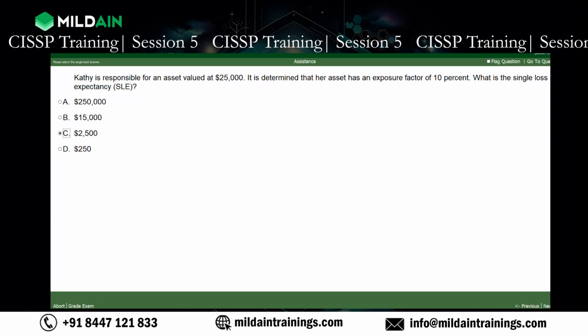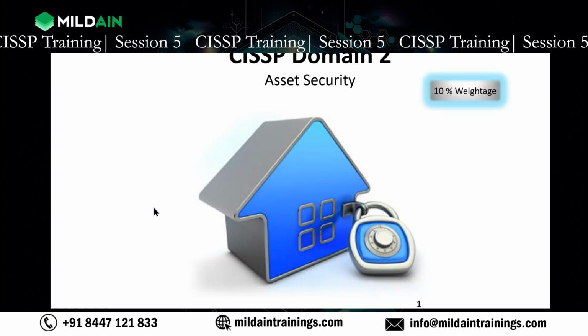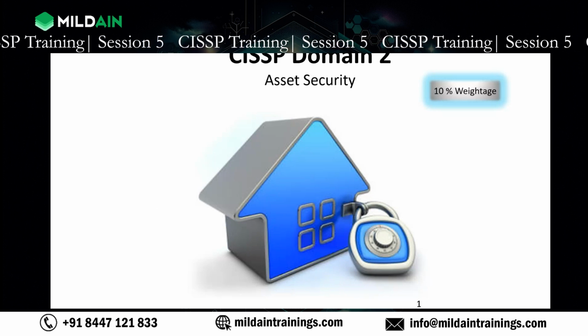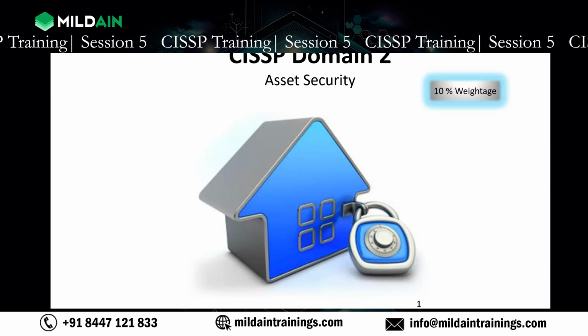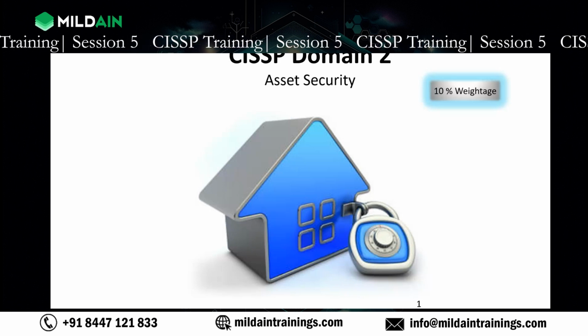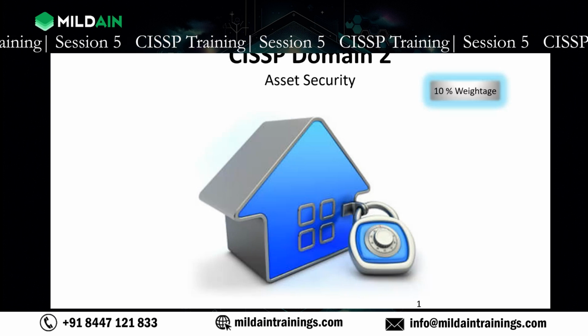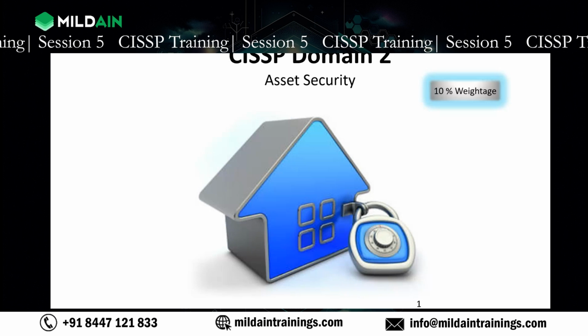Now we'll move into the next chapter. So this is asset security. This is a very, very small chapter and you can score 10% out of 10%. Okay. In the CISSP exam, this chapter is very, very easy. Even though the first chapter is very tough, the second chapter is too easy. You get a minimum of 5 to 6 questions from asset security.